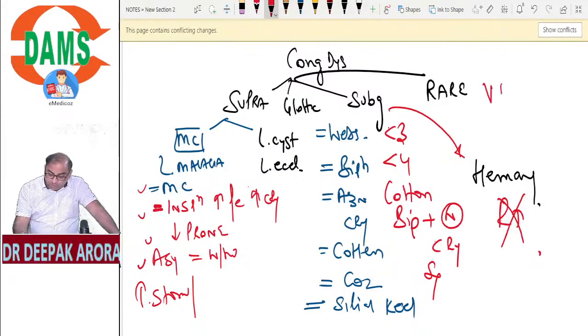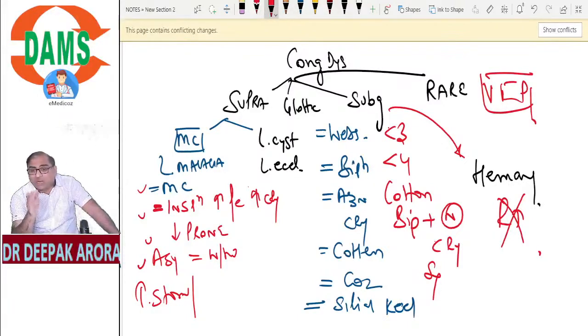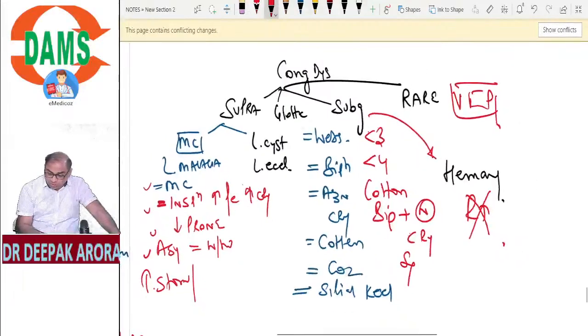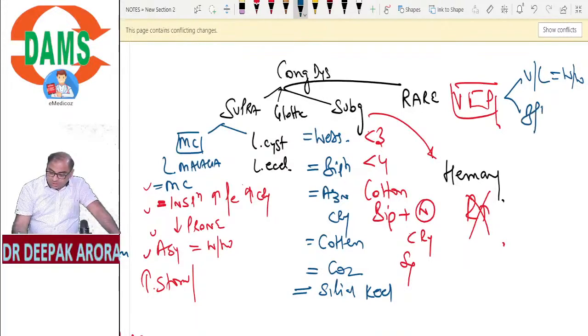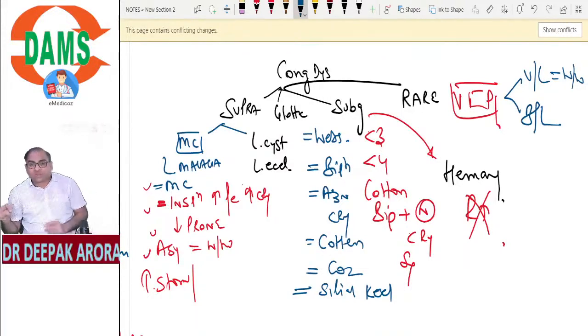Then vocal cord paralysis. Important causes of vocal cord paralysis. In unilateral cases, we always go for wait and watch. In bilateral conditions, we go for surgical intervention. I hope you're getting the message. This is the ultra concise method. Now, if we have this complete mind map of congenital dyspnea, I can revise it multiple times.